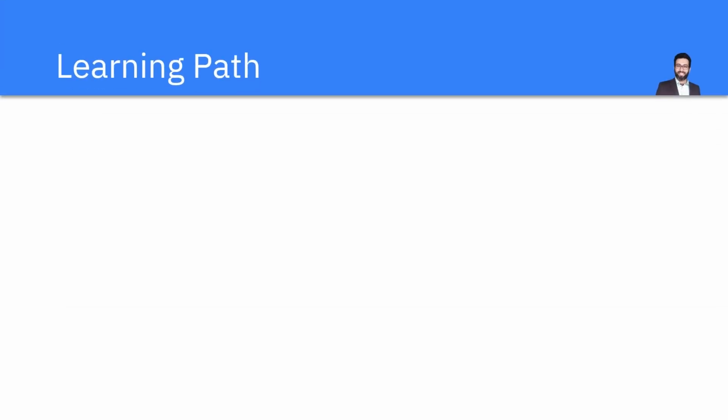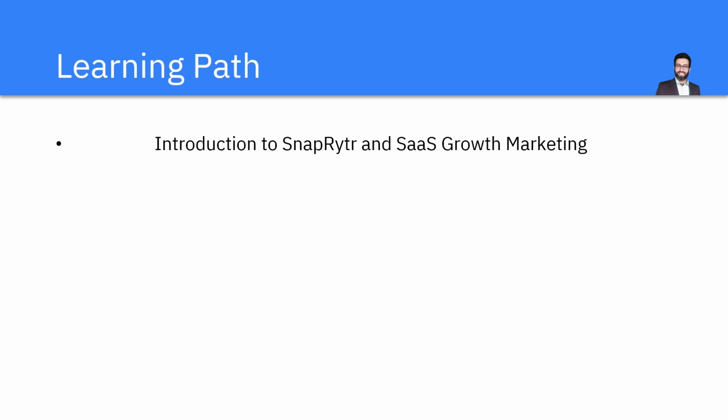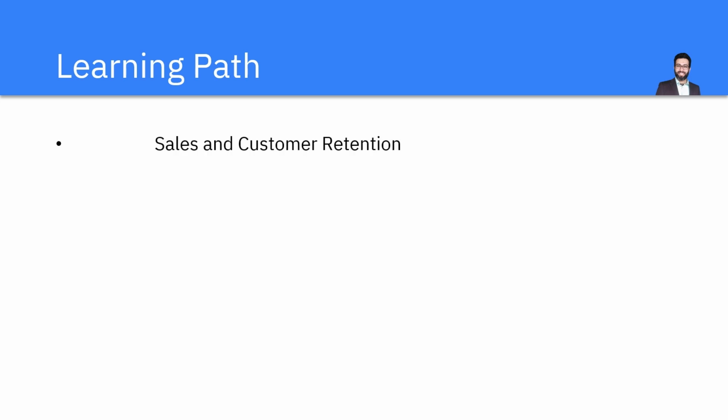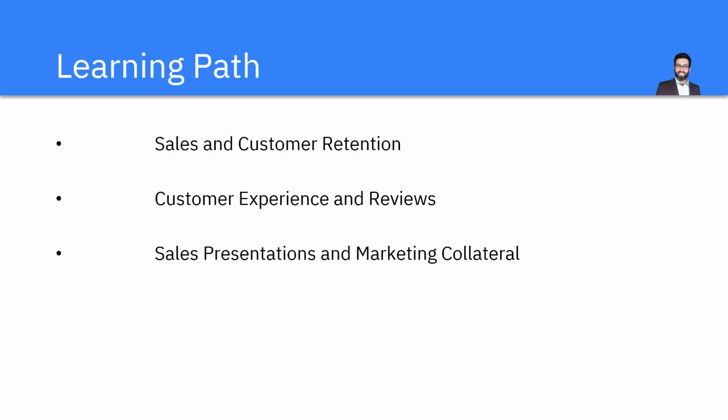Let's have a glimpse of your course outline. You will begin learning from the fundamentals of SnapRytr and SaaS Growth Marketing, all the way down to the secrets of writing copy that sells. Then we'll closely analyze the users and customers to see how we can improve the sales for our SaaS product called SnapRytr.